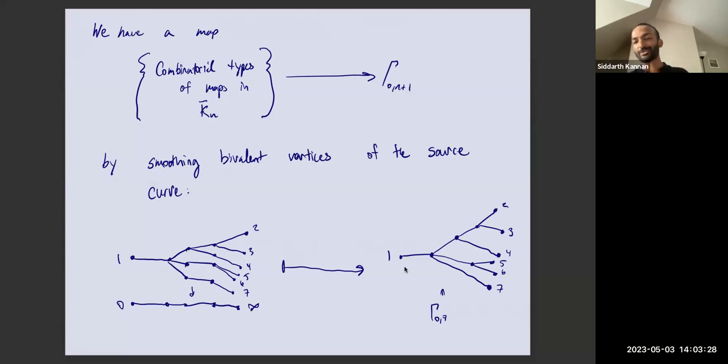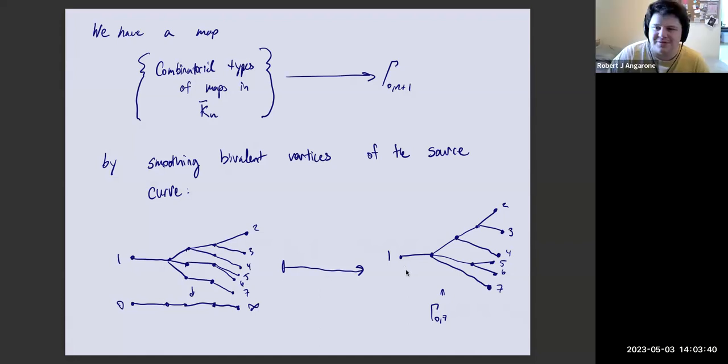That's why this ordering sort of comes up. The different orderings correspond to different types that smooth to the same tree. Okay, thank you.